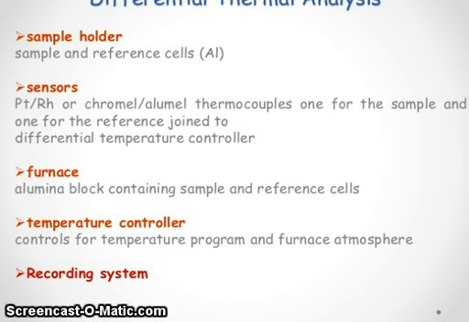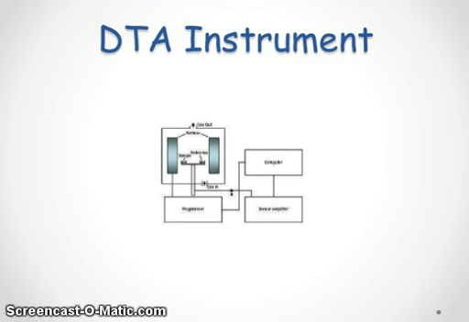Sample holder, sample and reference cells, sensor: chromel, alumel and thermocouple of platinum, rhodium, one for the sample and one for the reference, joined to differential temperature control. Furnace, alumina block containing sample and reference cell. Temperature controller, control for the temperature program and furnace atmosphere, and recording system. Now, DTA instrument, you see the pictorial picture.